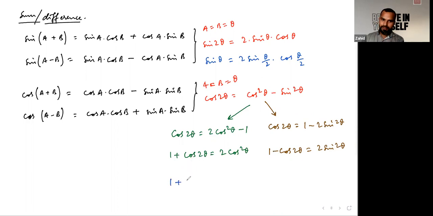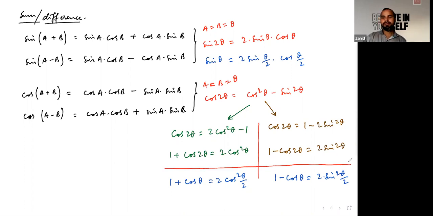So from this, you can say 1 plus cos theta would be equal to 2 times cos square theta by 2. And similarly, 1 minus cos theta would be equal to 2 times sine square theta by 2. This all formula would help you in vector part and laws of motion. Is it clear? Yes. So just remember this whole part. Try to write. Most important is this.